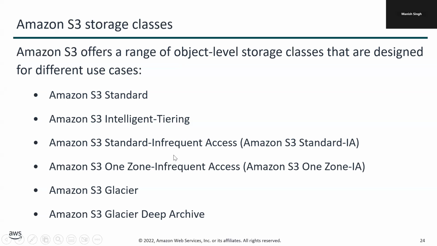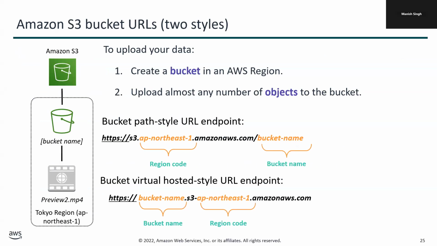Now, with intelligent tiering, if data is in a lower tier and someone wants to access it, it automatically moves to the top tier. So you can always access it fast. The latency will be low.